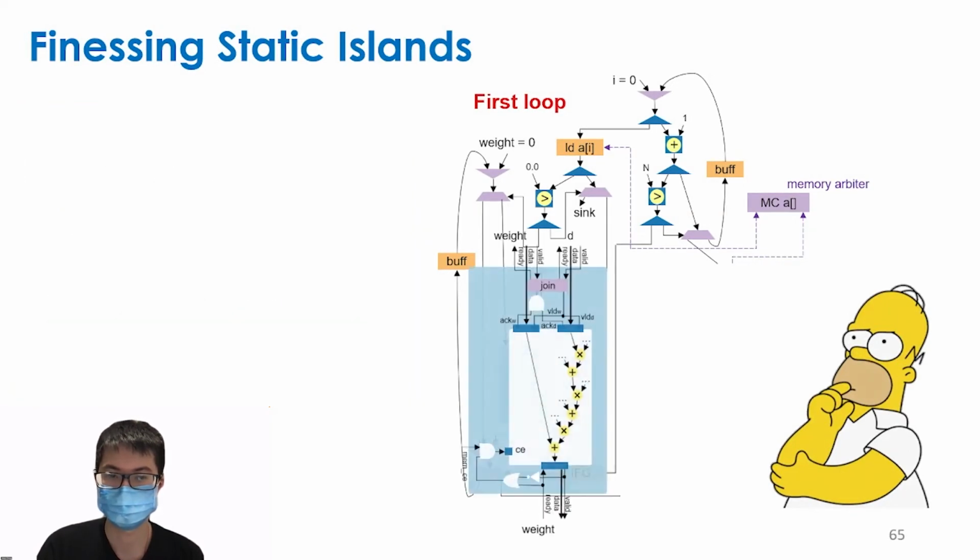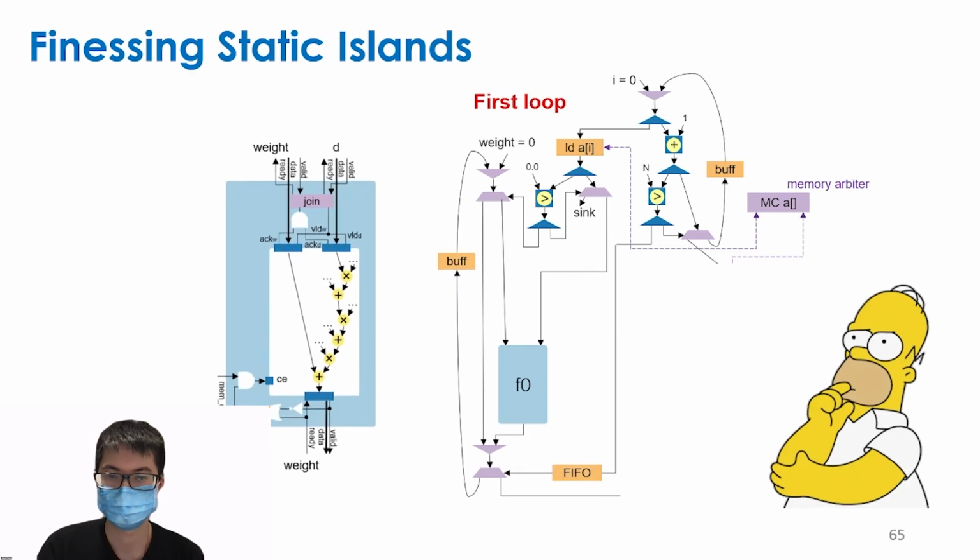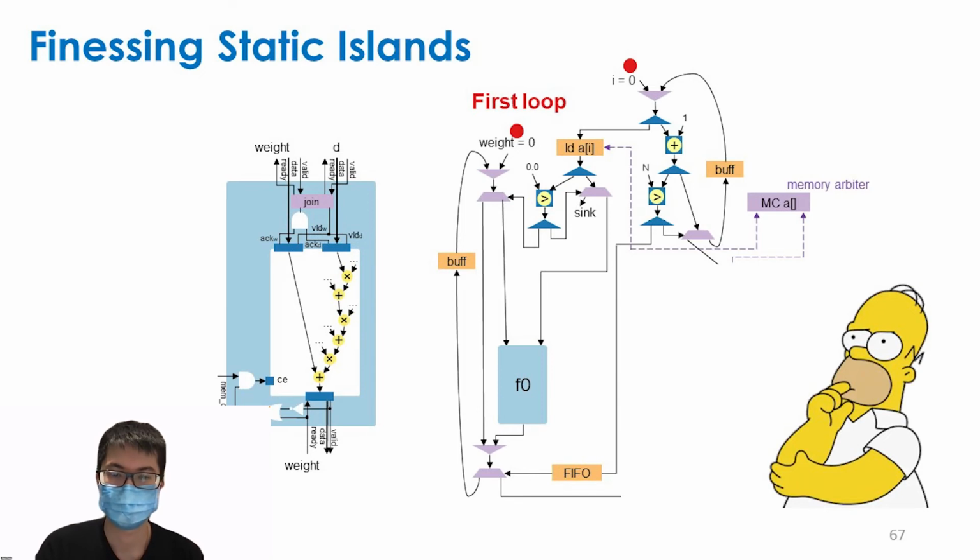DAS uses a wrapper for each static island to interface with the dynamically scheduled surroundings. The wrapper synchronizes all the inputs and then starts execution. Let me quickly go through the execution. First, 2 tokens enter the loop to start. On the right, the loop iterator is forked to iterate and loads the data from memory.